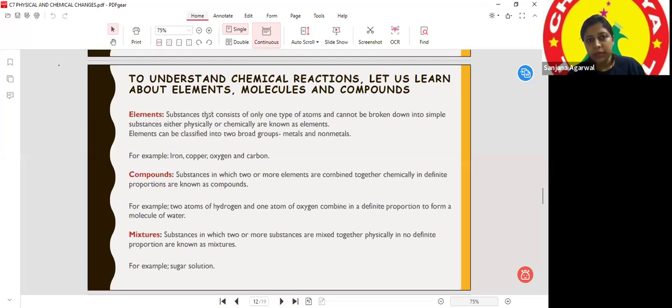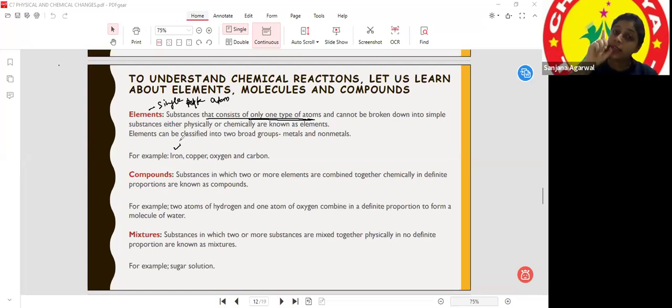Elements mean substances that consist of only one type of atom. This statement is important: only one type of atom, and cannot be broken down into simpler substances, either physically or chemically. Those are elements. So just remember, single means single type of atom. For example, iron is itself a type of matter. Iron has only a single type of atom. It will have millions, billions, trillions of atoms, but only the same type. All of their properties will be the same.